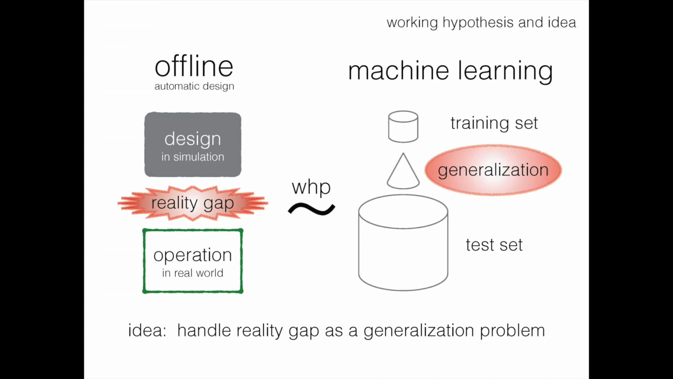So our working hypothesis is that crossing the reality gap is somehow a sort of generalization step. So we want the control software that we develop in simulation to be able to generalize and perform well also when it is installed on the real robots and then it has to operate in the real world. So out of this working hypothesis, the main idea behind our proposal follows, and it is to handle the reality gap using the same approach and the same tools that are used in machine learning to handle the generalization problem.